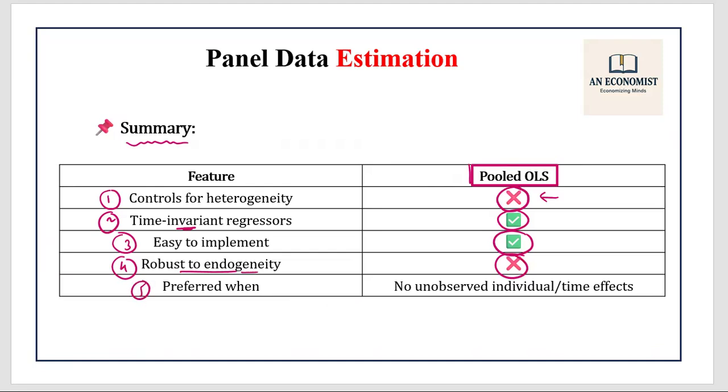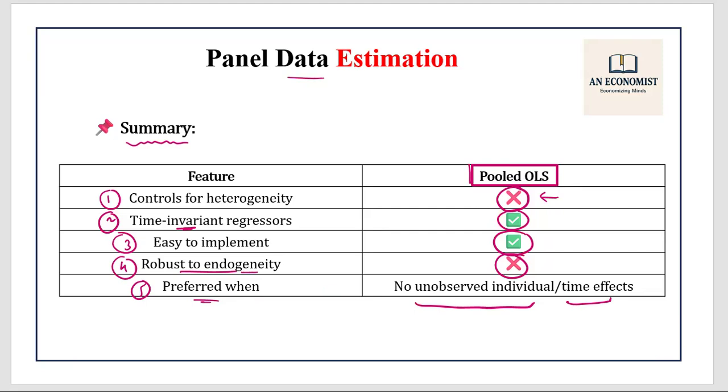And the fifth feature is when it is preferred. It is preferred when no observed individual or time effects are there, right? So this is all about the first method of estimation of panel data. This is the simplified base model, absolutely the foundation of estimation of panel data that we have covered in this video.